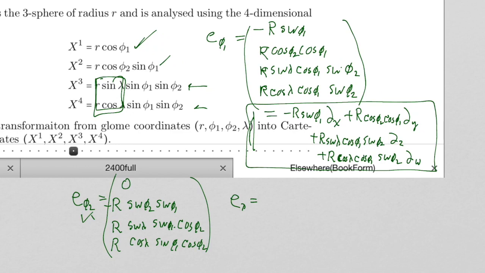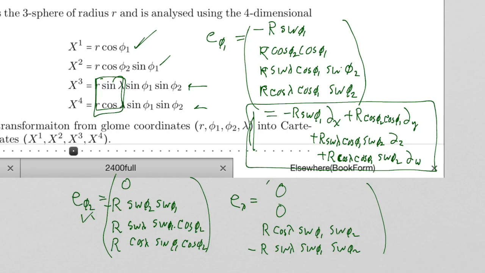E lambda will be 0, 0, and then it will be R cosine lambda sine phi 1 sine phi 2, and then minus R sine lambda sine phi 1 sine phi 2, like that. Okay? So that's it. We've just calculated the three basis vectors in the Euclidean space given any point in the glome's own coordinates. Great. So what next?